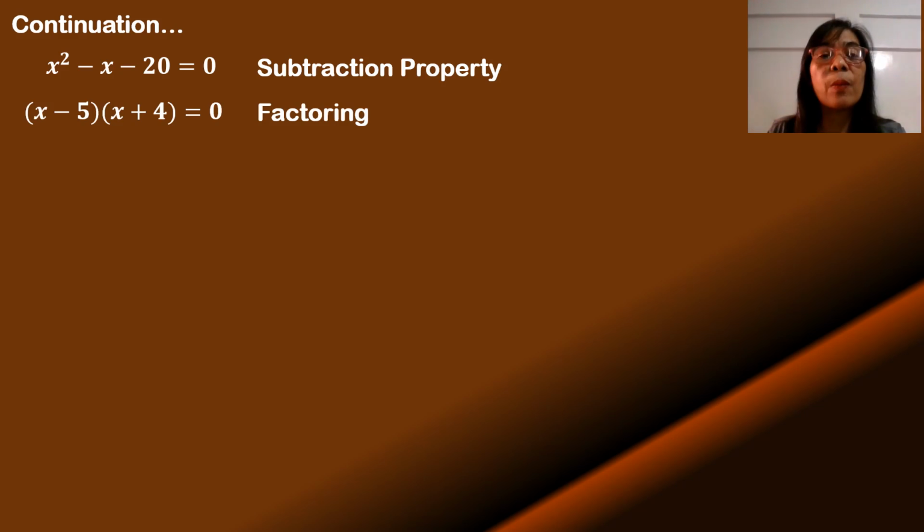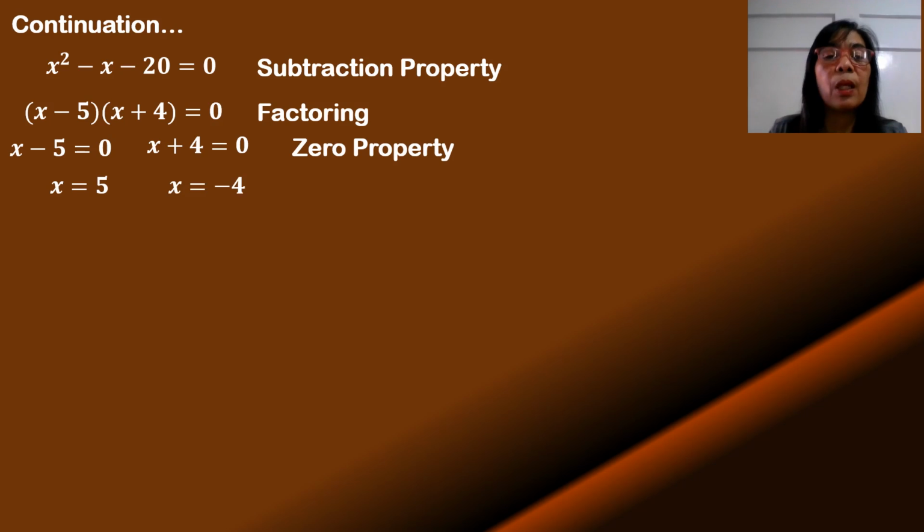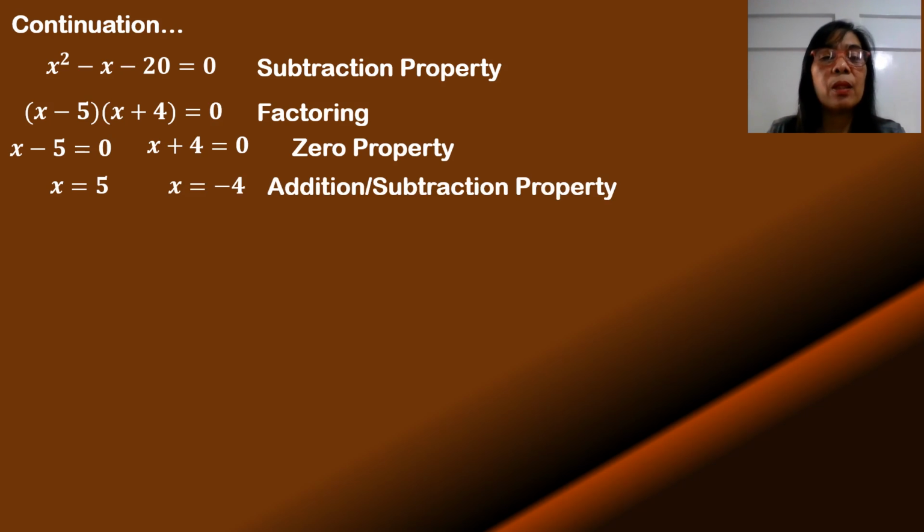And using the zero property, that if the product of two or more factors is equal to 0, then either factor is equal to 0, we now set each factor to 0. x minus 5 equal to 0, and x plus 4 equal to 0. Then we solve for x in each equation. Using the addition property, x is equal to 5, and using the subtraction property, x is equal to negative 4.